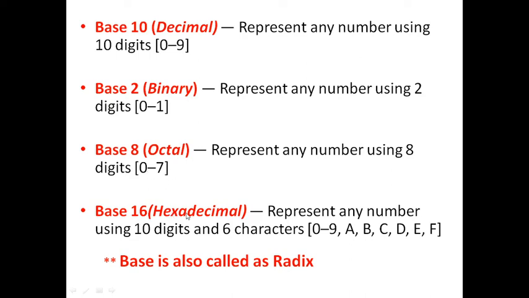And the last one is hexadecimal. Hexa is 6. Decimal meaning 10. So 10 plus 6 is 16. It is base 16. And you can represent any number using 10 digits, that is 0 to 9, and there are 6 characters: capital A, B, C, D, E, F. So total number of symbols which are used in the hexadecimal number system is 16: 10 digits and 6 characters.